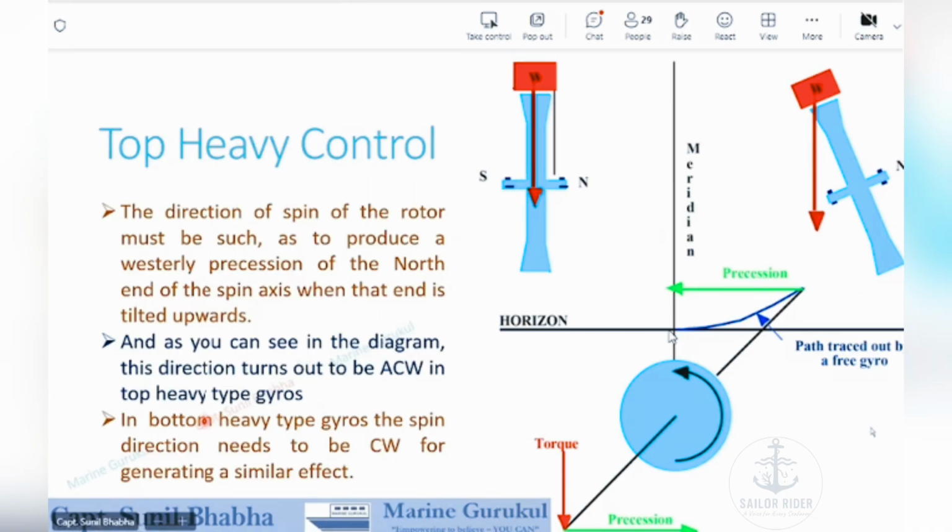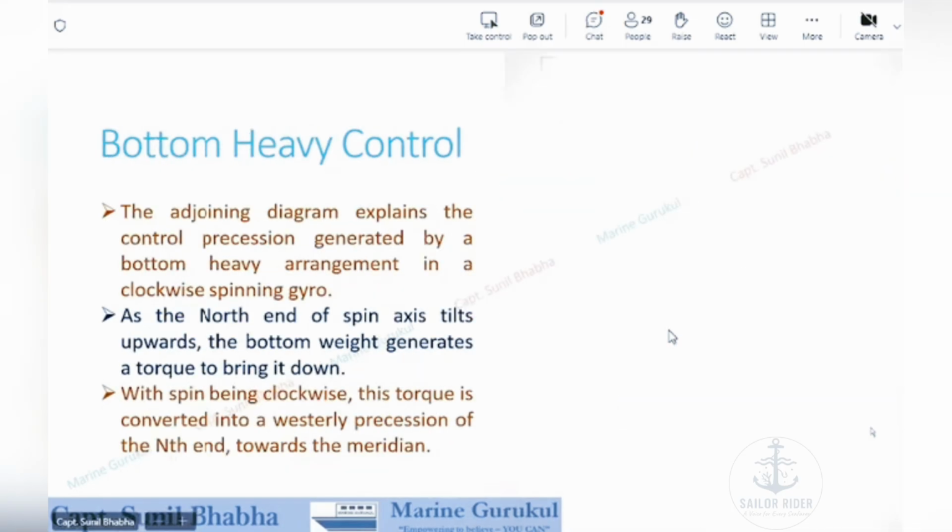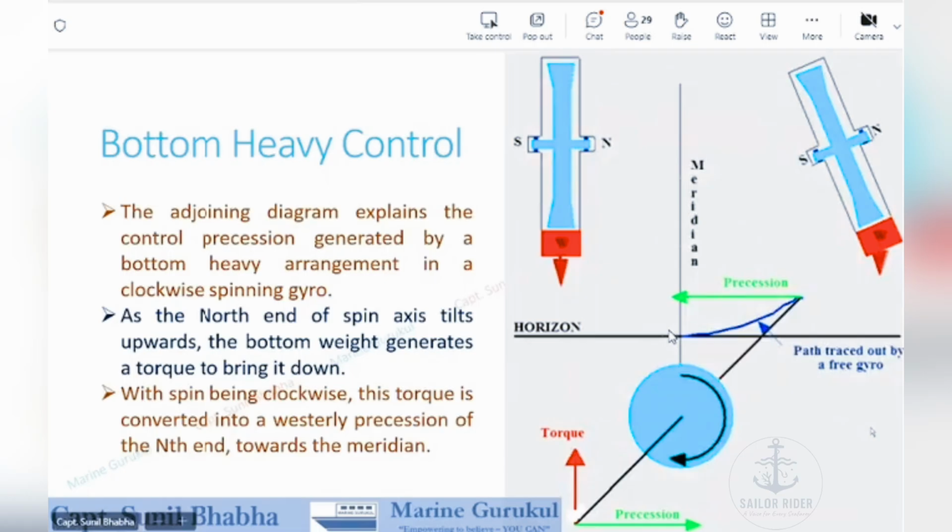Now, when we go to bottom heavy type gyros, we will see that in bottom heavy type gyros, the spin direction needs to be clockwise for generating the exact same effect. Now let's have a look at a bottom heavy arrangement in a gyro which is spinning clockwise.